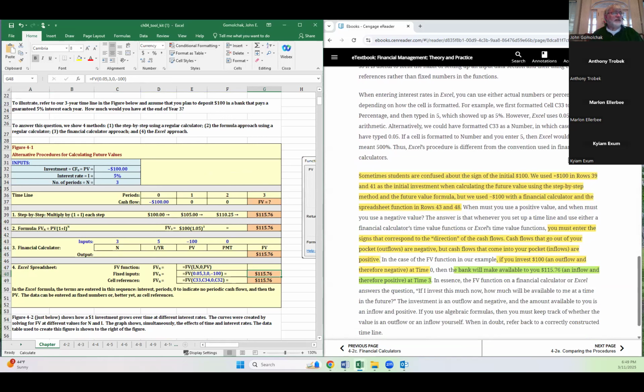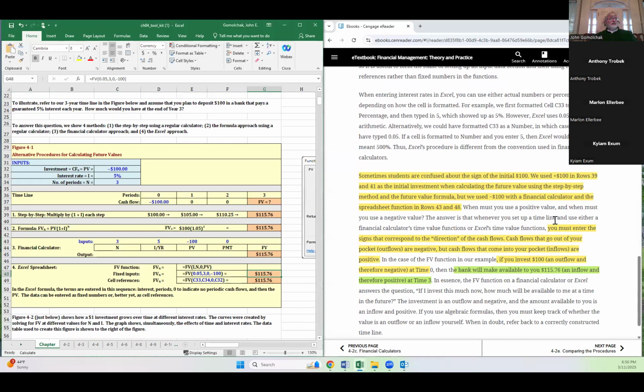If students are confused about the sign of the initial 100: we use 100 in rows 39 and 41 as the initial investment when calculating future value using the step-by-step method and the future value formula. But we now use a negative 100 with the financial calculator and the spreadsheet. When must you use a positive value, and when a negative number?